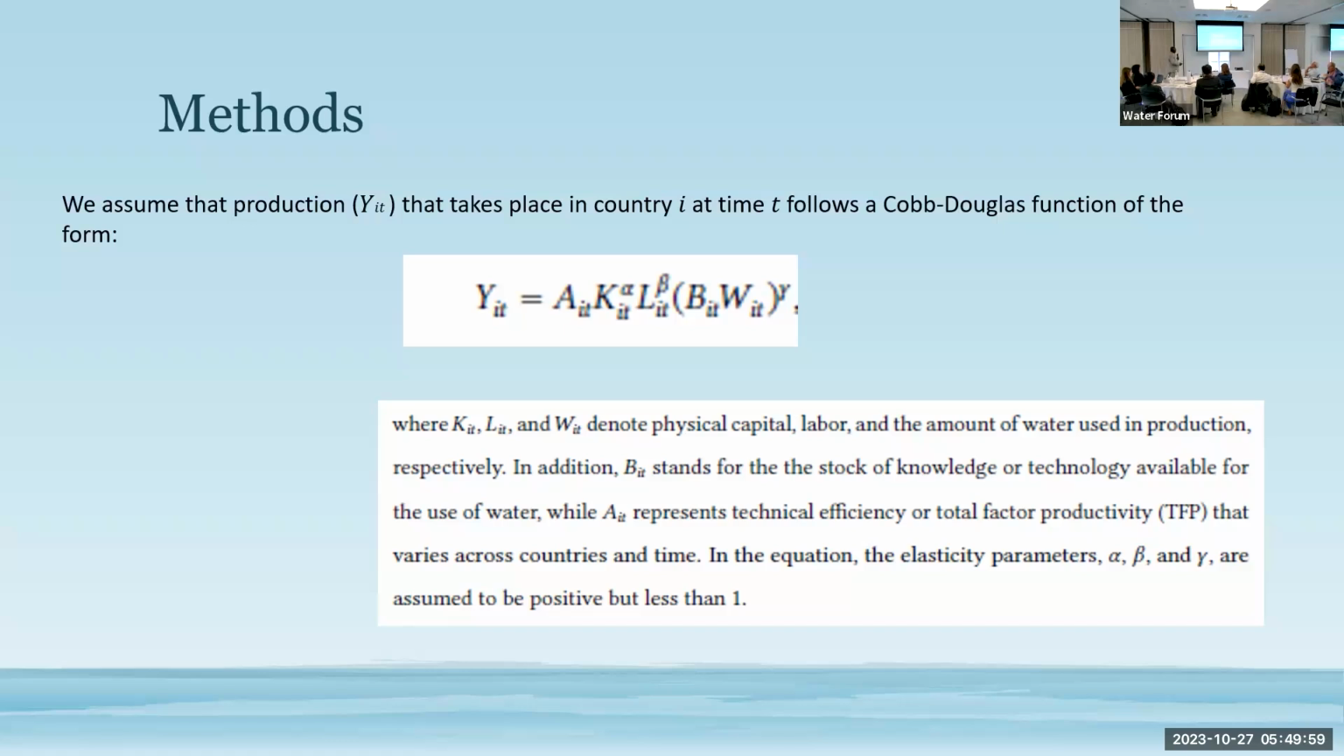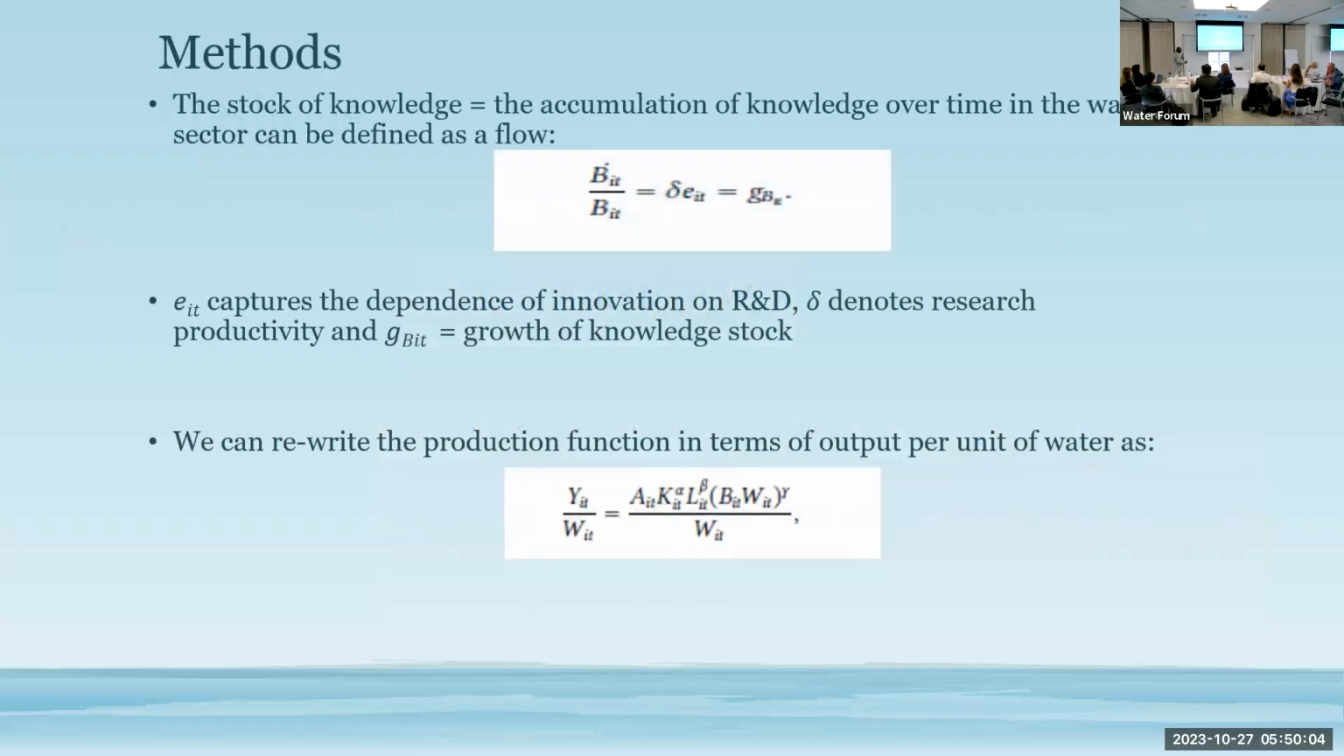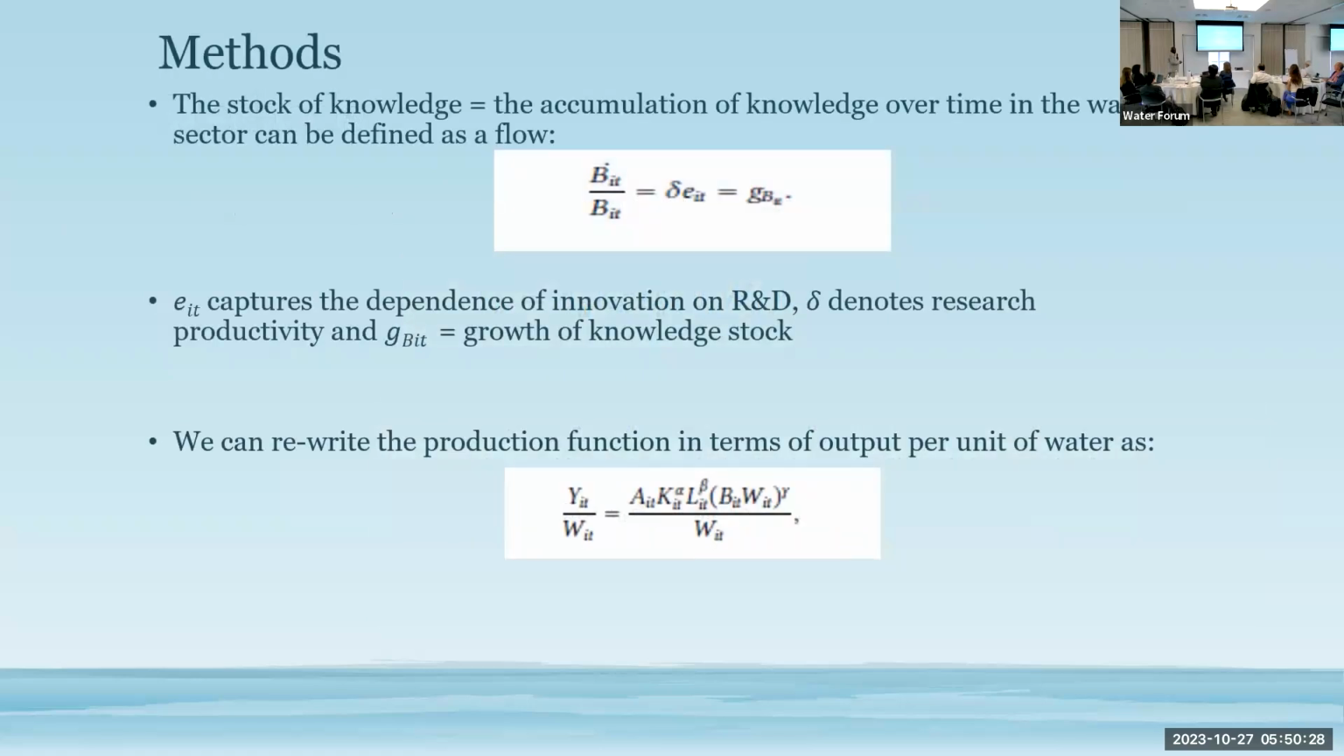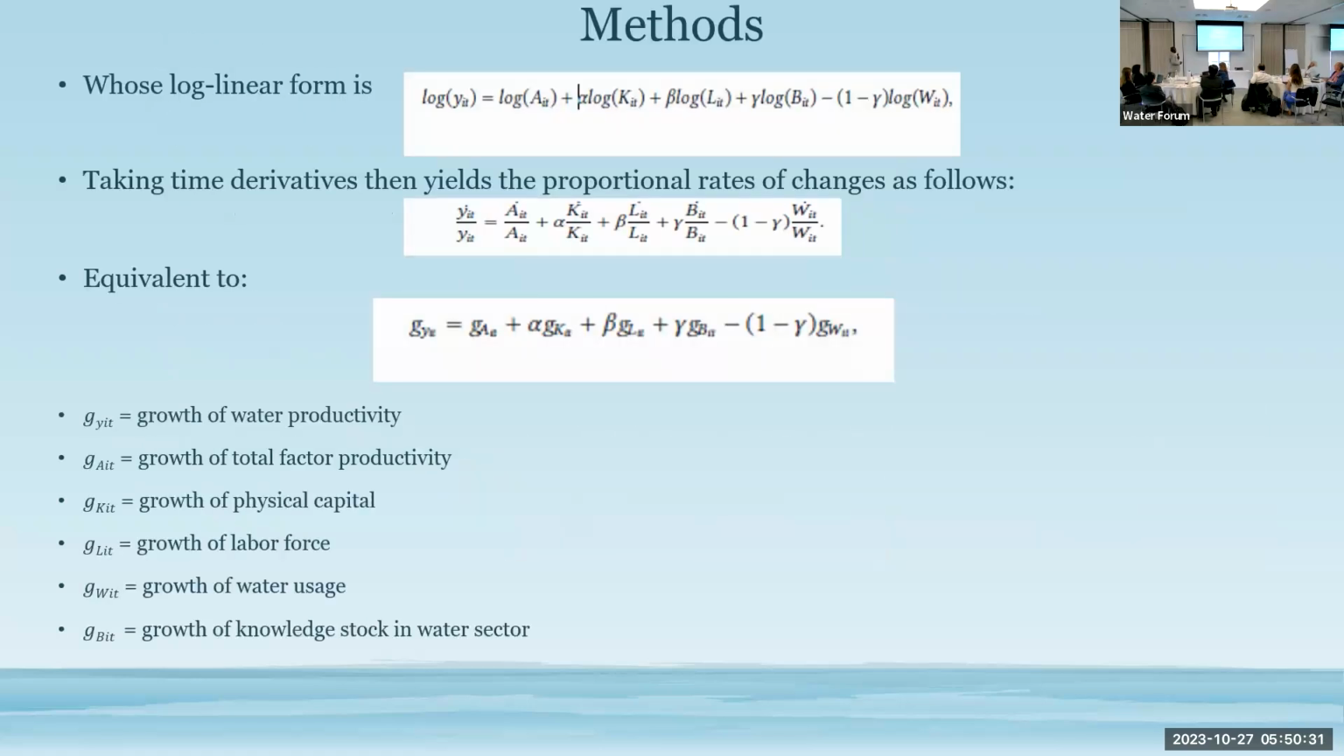We take this B, the stock of knowledge in the water sector, and we define its behavior as a function of R&D expenditure. This is what enables us to introduce innovation in our model. And when we looked at the data we have, it appeared to us that it would be better to define these variables in terms of their growth rates. So we take this function, divide by the water use, and then take the log linear form of it. You differentiate this with respect to time. Essentially what you get are growth rates.